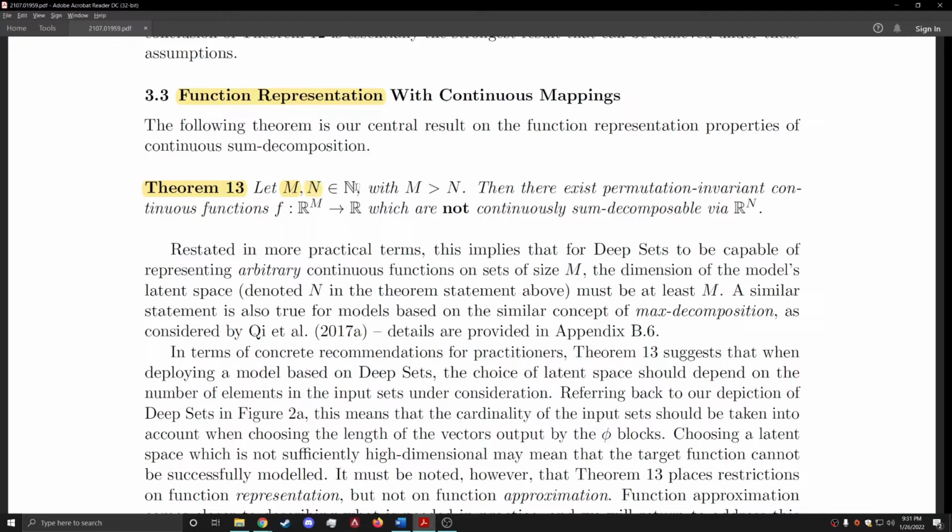So we're going to take some m and some n, which are members of the natural numbers, and we're going to require that m is greater than n. Because m is the size of the input set that we're using, we're going to create a function which maps R to the power of m, R with dimensionality m, to the real numbers. And there are going to be functions which are not continuously sum decomposable via R with dimensionality n. You are going to need at least dimensionality m of your latent space in order to get a continuous sum decomposition of your target function.